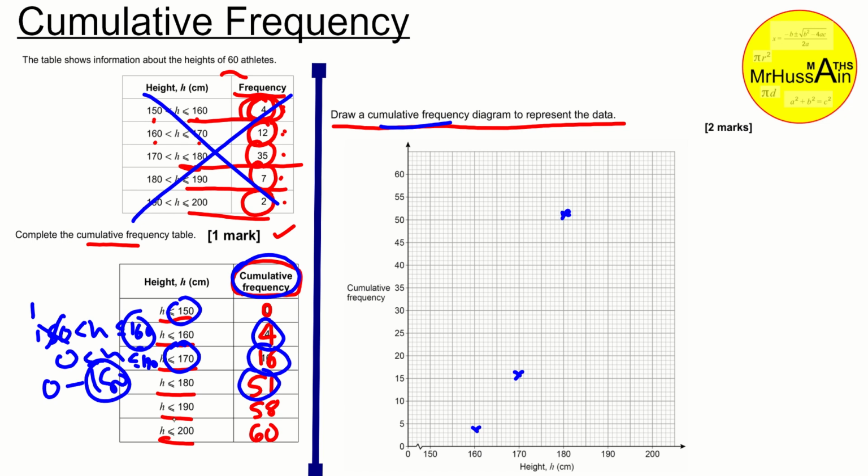And then 190 and 58, and then 200 and 60. And then you will draw a smooth curve, with the aid of a ruler, to make sure your line is smooth. There you go. It's almost like a stretched out S.